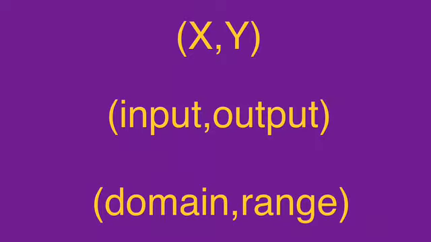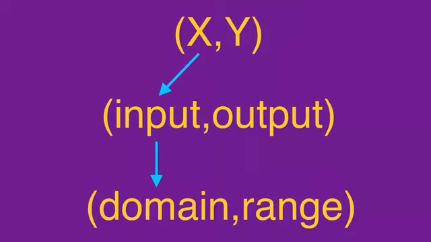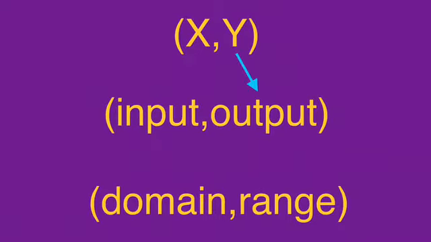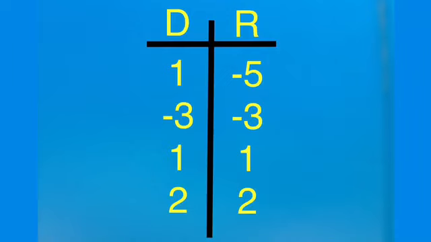Here are 3 different ways that it can be represented: the X value and Y value, the input and output, and the domain and the range. The X value in an ordered pair is the same as an input. The X and the input are exactly the same as the domain. The Y value is the same as the output, and the Y and the output are the same as the range.